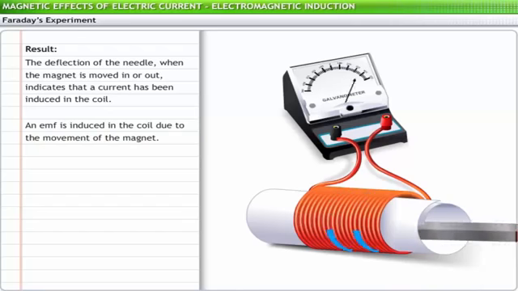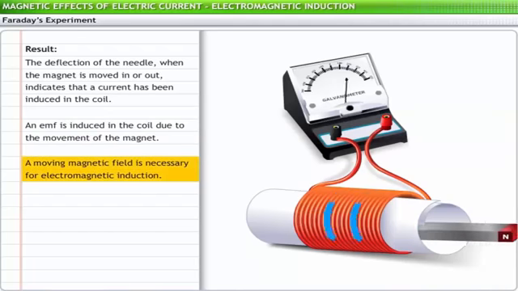Faraday's experiment confirmed that a moving magnetic field is necessary for electromagnetic induction. The direction of deflection of the galvanometer needle depends on which pole is inserted in the coil first. For example, in the experiment you saw, if the magnet is inserted with north pole first, the needle will deflect in the opposite direction as that of the previous case.